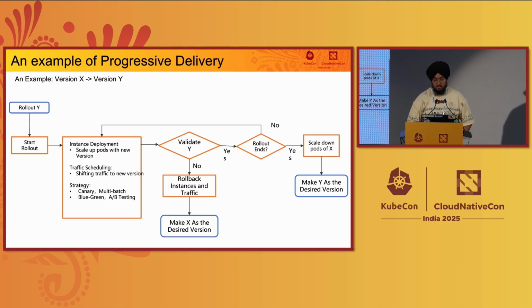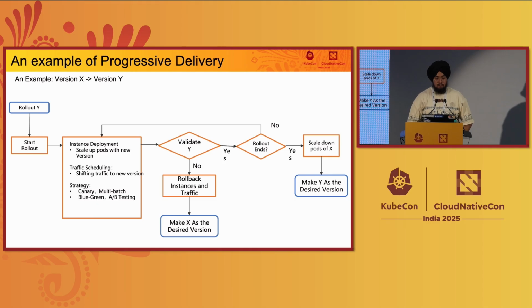The second part is traffic scheduling. We shift the traffic incrementally. For canary, we do it like 5%, 20%, then 100%. And for blue-green, we do an instant cutover after the full validation. And this is where OpenKruise shines. It integrates with your existing ingress and gateway APIs, so you don't need any service mesh.